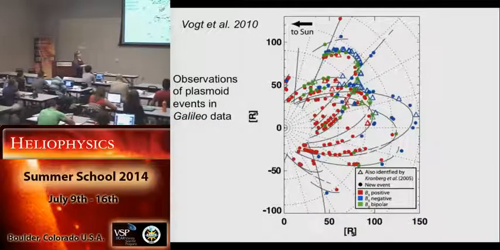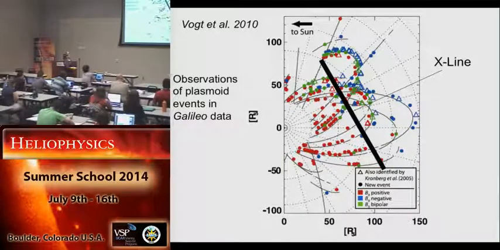And indeed, if we use observations taken by Galileo in the tail, again by Marissa Voigt, there's an X line across the tail that we see. It's not perpendicular, but at an angle, and we know that there are plasmoids that get ejected down the tail.